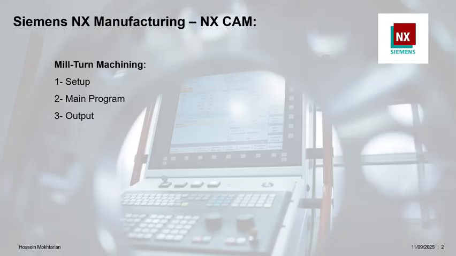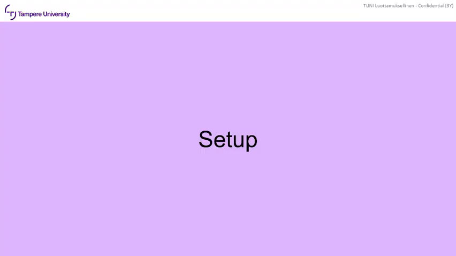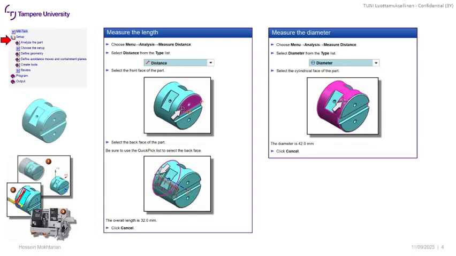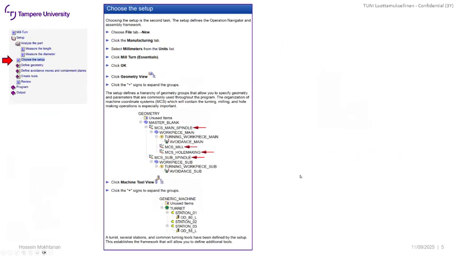Similar to turning machining, we have three big parts. We have the first setup, main program, and then the output. First setup. In the beginning of the setup, it's always good to check the diameter and the length of the part to know what kind of a geometry we are going to work on in case we need to define the blank and so on. So we're going to first analyze the part, measure the distances of the length of the part and the diameter.